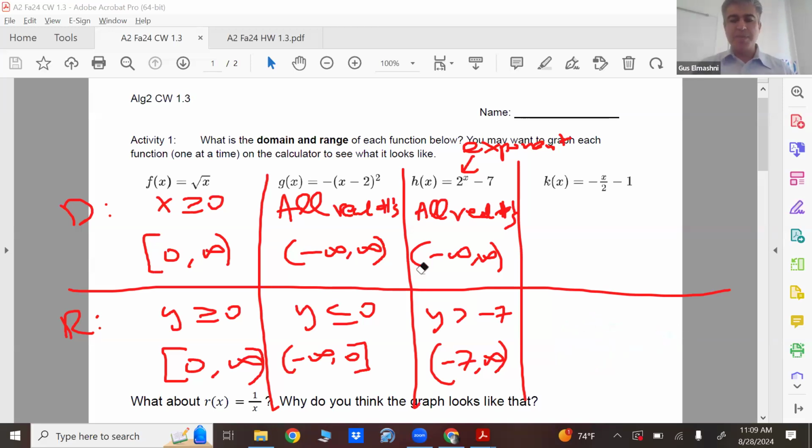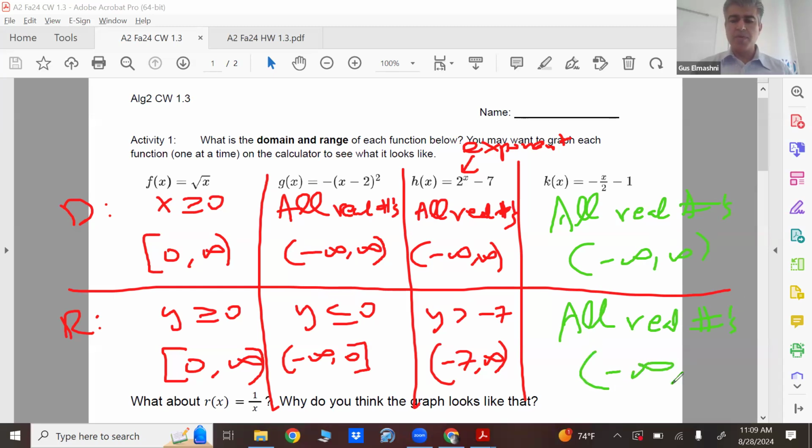All right, the last one's pretty simple. It's just a line. I'll just tell you: all real numbers, negative infinity to infinity. That's true for all lines, unless it's horizontal, in which case the range will be limited. Or if it's vertical, then it's just the x value for the domain. But that's pretty simple. I mean, negative x over 2 minus 1.